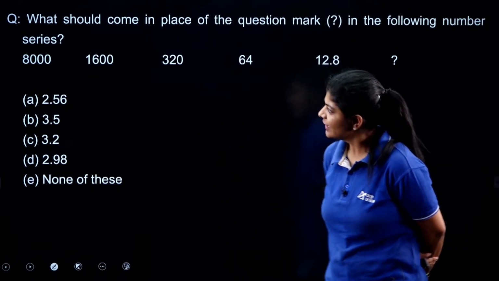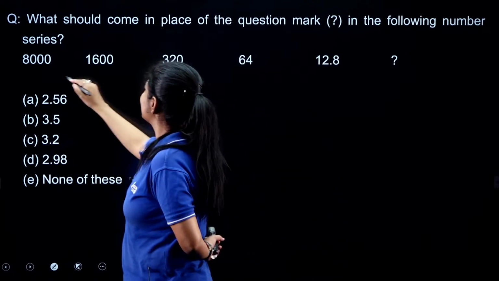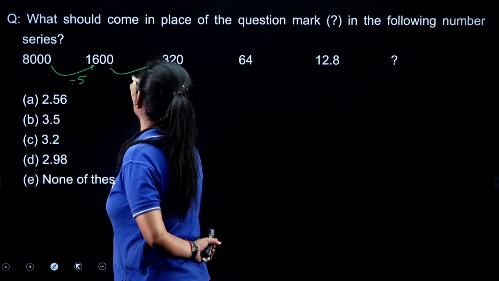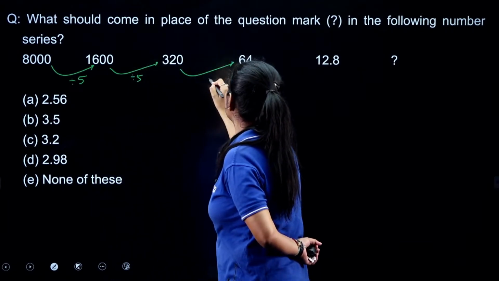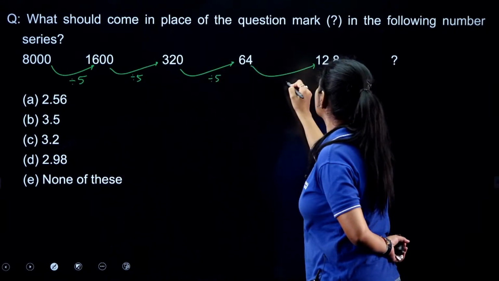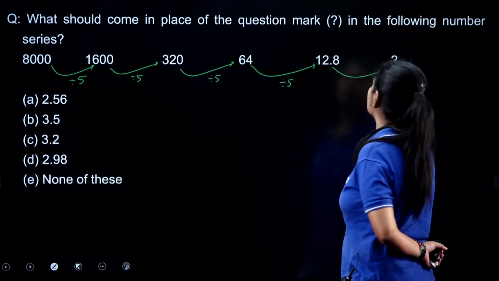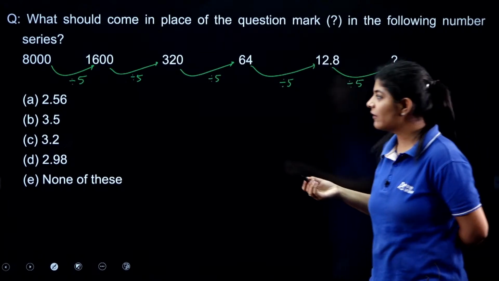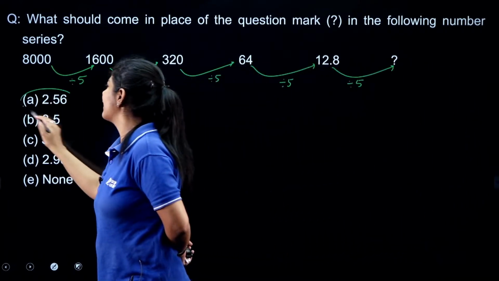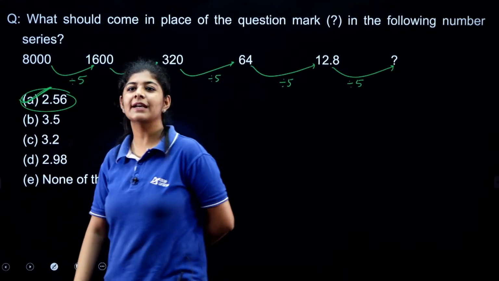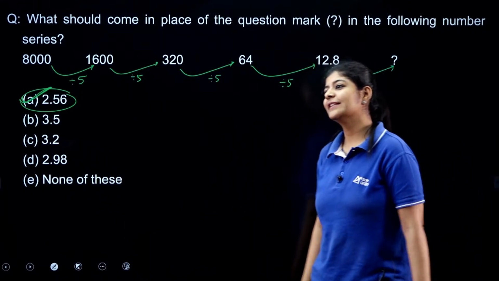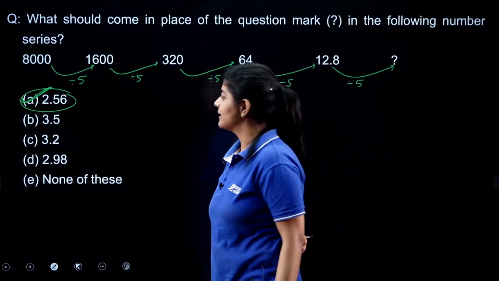Very good. It's an easy one. We know that it is based on division by 5. Again, it is divided by 5, divided by 5, divided by 5, and again what do we have to do? We have to divide it by 5 only. So if I divide it by 5, what will we get? We will get 2.56. That means option number A is the correct one. Yes, everyone got the correct answer, right?